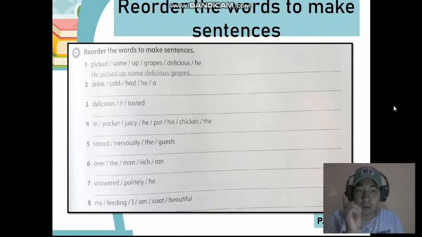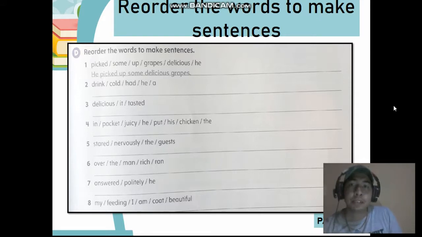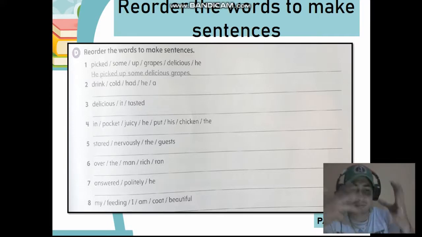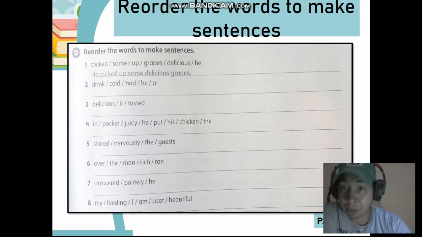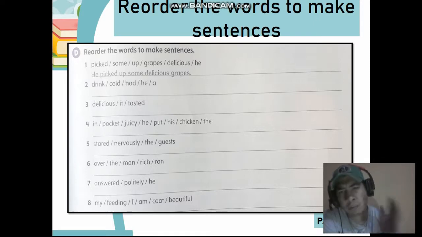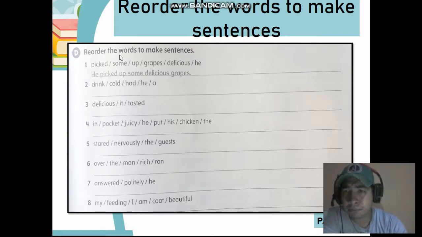Very good. So we are almost done with this lesson. Now, in this part, part D, we need to reorder the words to make sentences. The words are all mixed up, so I want you to order them to make complete sentences. Can we do that? You're going to pause the video and look at the words carefully and then try to rearrange them into complete sentences. Look at example number one.